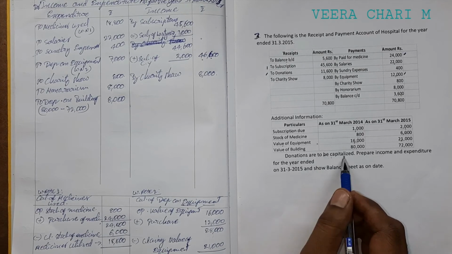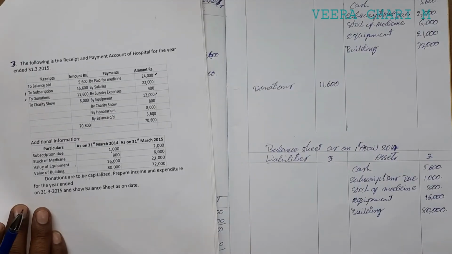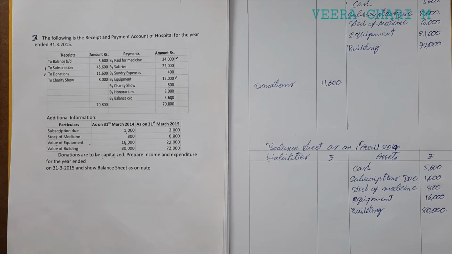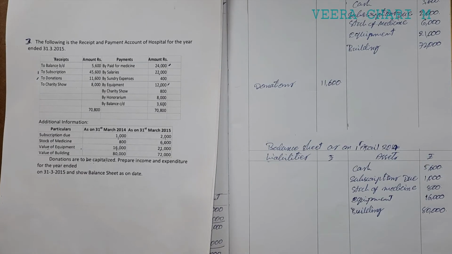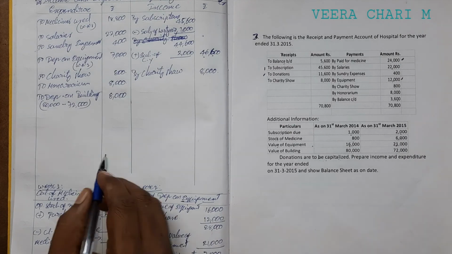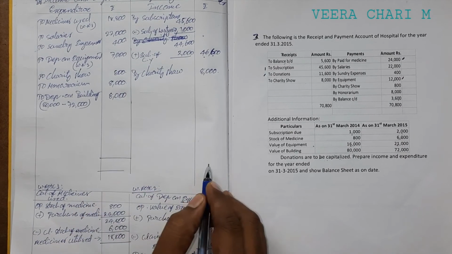Next, donations are capitalized means write them under the liability side. Whatever donation amount is received should be written under the liability side. If it is given as an adjustment like this, donations are to be capitalized, or otherwise we can show it as income only. Next one, finally first we can close the income and expenditure account.